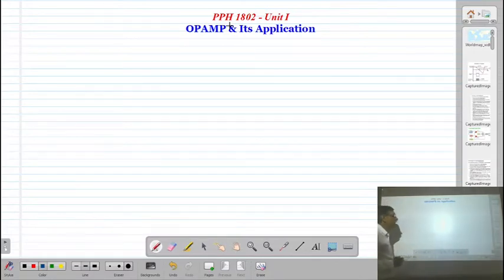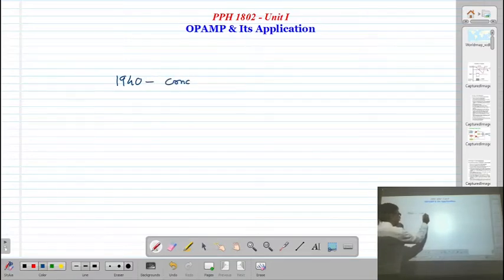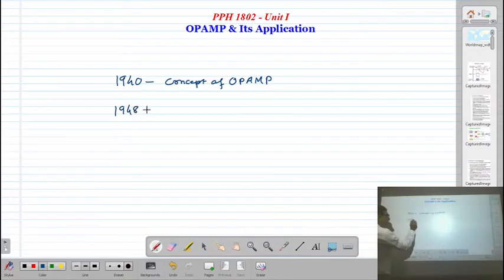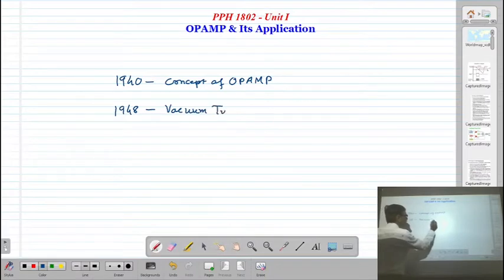So basically, if you see the history of the op-amp, the concept of the op-amp was developed in 1940. Then in 1948, the first op-amp was developed using a vacuum tube. Remember, here whatever op-amp was there, vacuum tubes were used.